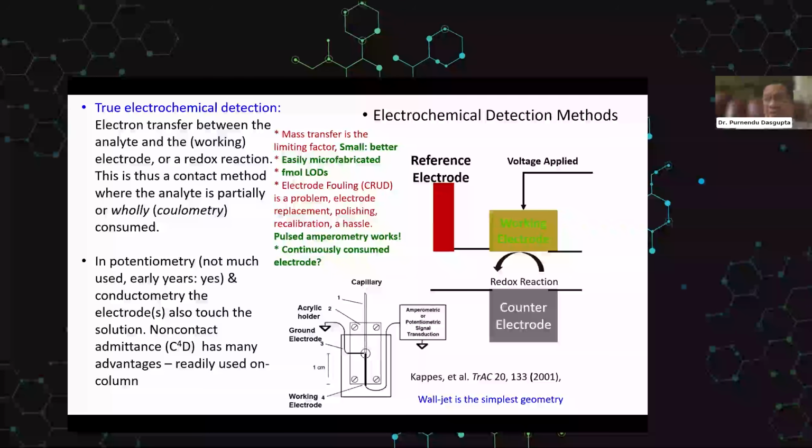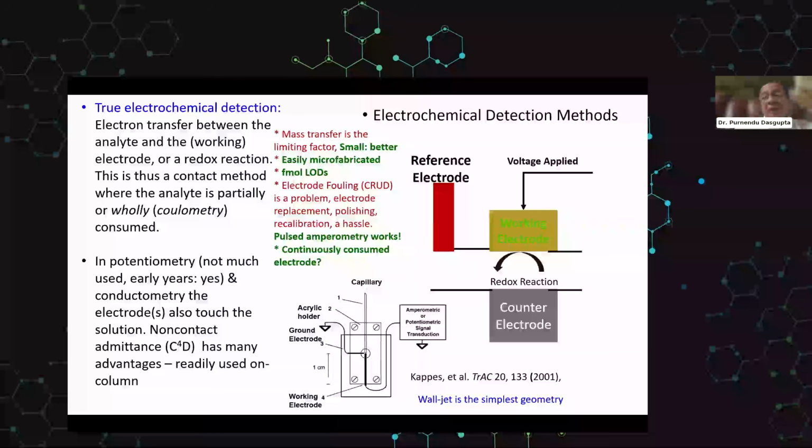Amperometry is a great way to detect many things, including carbohydrates, amino acids, and so on and so forth. But they all suffer from electrode fouling. Noble metal electrodes are used, gold or platinum, and they get fouled. Just because you're noble, you're not that noble.